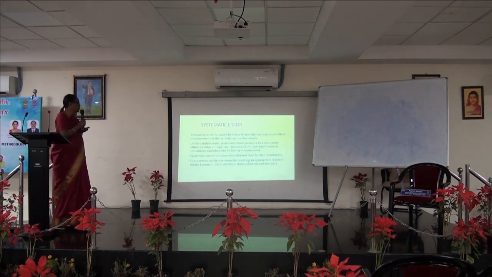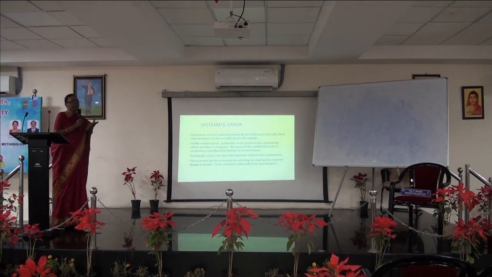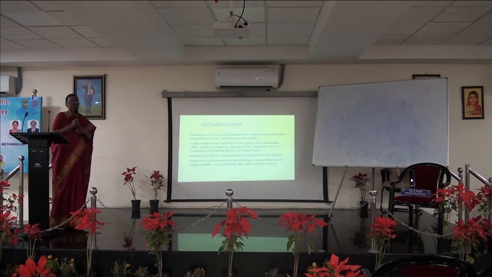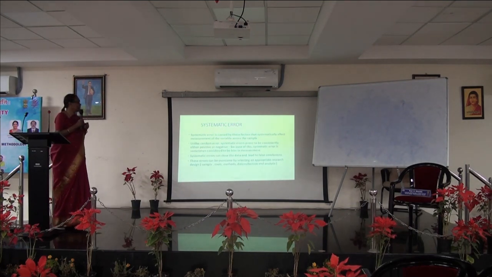Systematic errors can skew the data and lead to false conclusions. These errors can be overcome by selecting an appropriate research design. Research design means the population, sample size, tools, methods, data collection, analysis. Tools, as I said, depend upon the type of data: nominal, ordinal, interval, discrete, whatever data you want. Methods also. So these are all related to systematic error. Systematic error is irreversible. At least random error can be corrected through statistical applications.